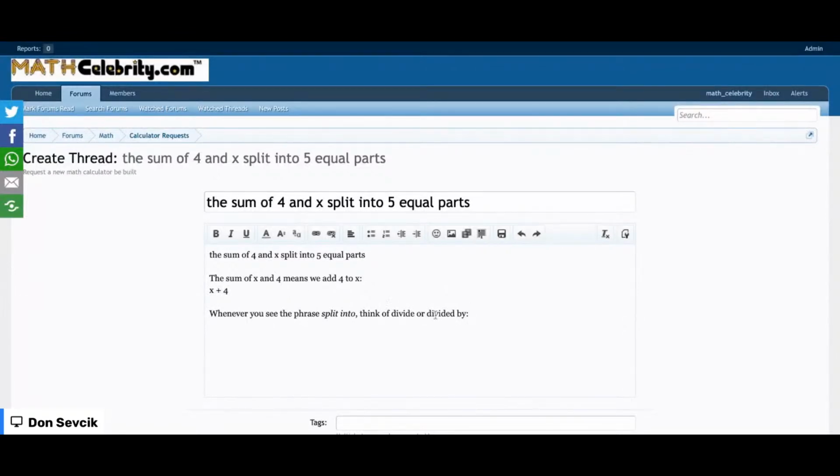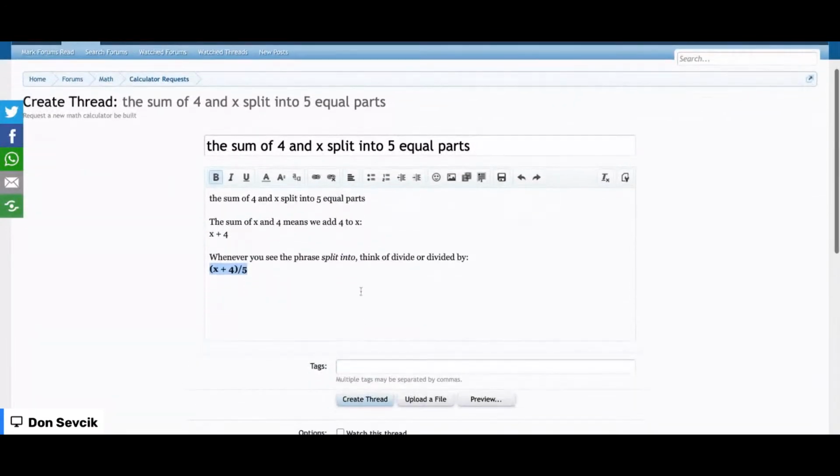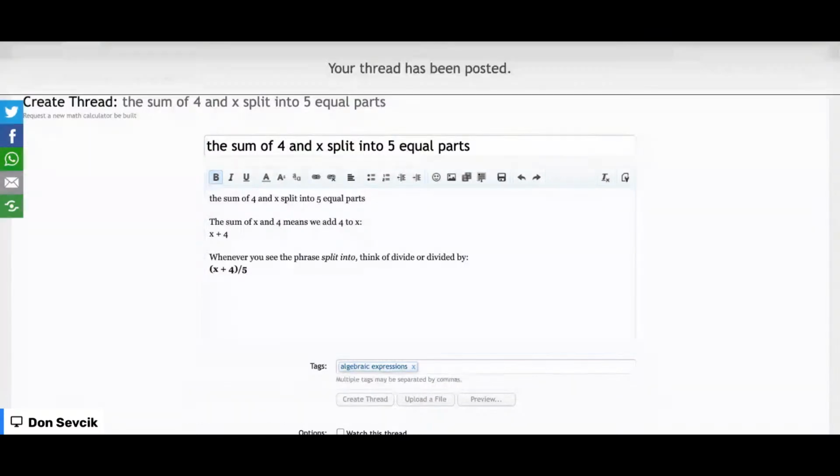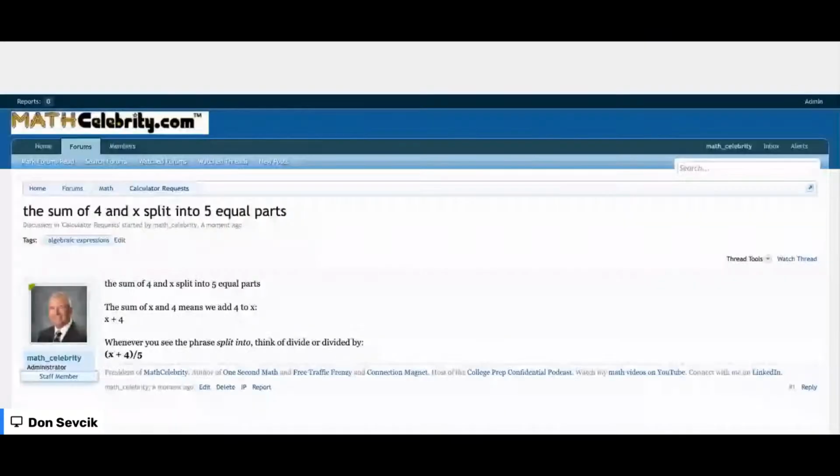So it's split into 5 parts. So we have to wrap x plus 4 in parentheses because we're dividing by the whole term, and we split it into divide by 5 equal parts. And I want you to know this was the key here. If you always think of split into as divided by, you'll crush these problems. That's that one done.